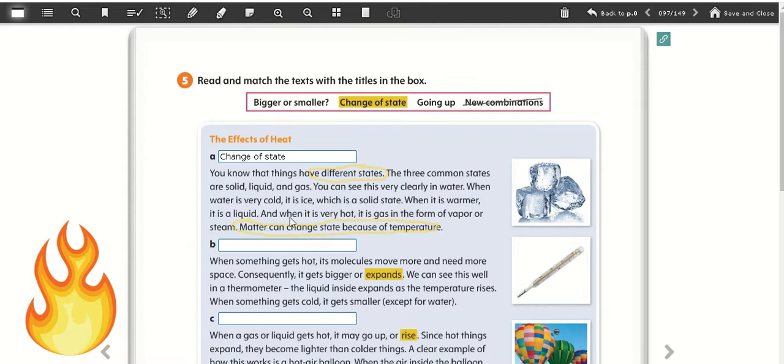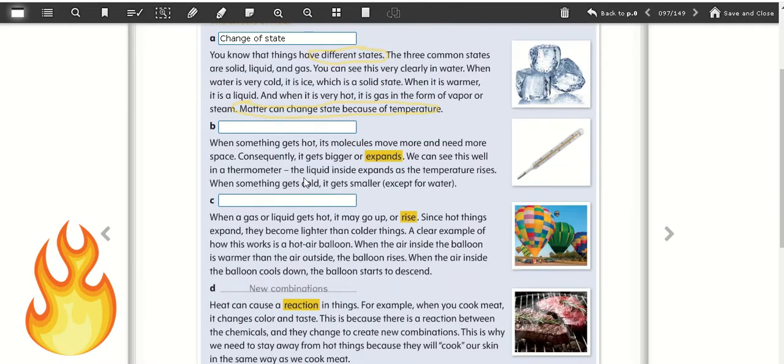If we go to letter B it says, when something gets hot, its molecules move more and need more space. Remember that they move apart. Si se mueven aparte, si se mueven lejos de ellas, obviamente van a necesitar más espacio. So consequently, it gets bigger or expands. O sea, se hace más grande o se expande porque ocupan más espacio, puesto que no están juntas.